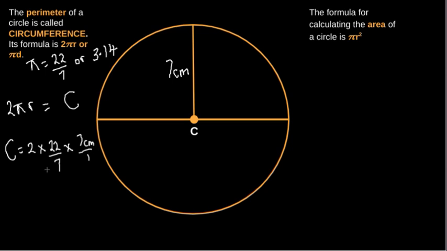Okay, let me put everything over 1 so they all have denominators. Okay, so the 7 here can cut out the 7 here. The circumference of the circle would be 2 times 22, which will give us 44 centimeters. So that's the circumference of the circle. As easy as that. You can calculate it with the radius or calculate it with the diameter if given.